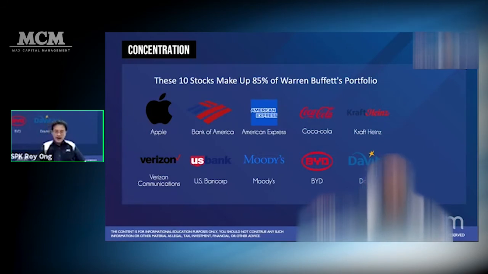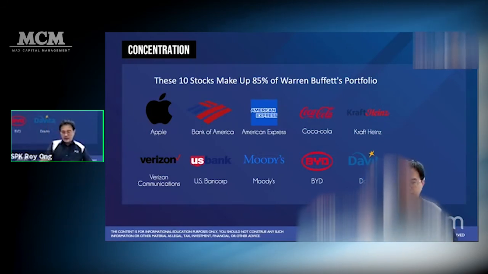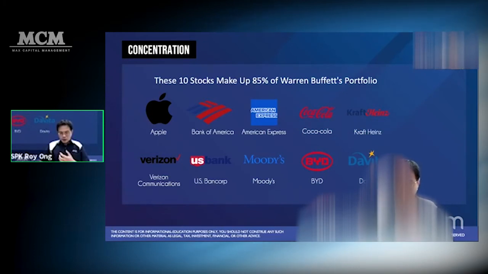And also Davita. Okay, this one. Davita is a kidney care healthcare company. They actually provide healthcare service for those kidney failure patients. So this is also one of the areas that is actually happening right now in the US, where a lot of people need this kind of service.